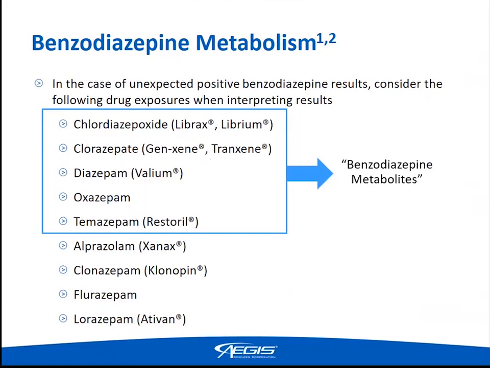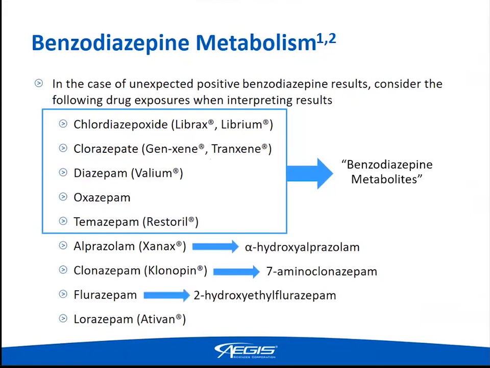Some commonly prescribed benzodiazepines have unique metabolites, which make identification much more straightforward. Alprazolam metabolizes to alpha-hydroxyalprazolam. Clonazepam metabolizes to 7-aminoclonazepam. Lorazepam metabolizes to lorazepam glucuronide. And flurazepam metabolizes to 2-hydroxyethylflurazepam. These four medications are reported distinctly.